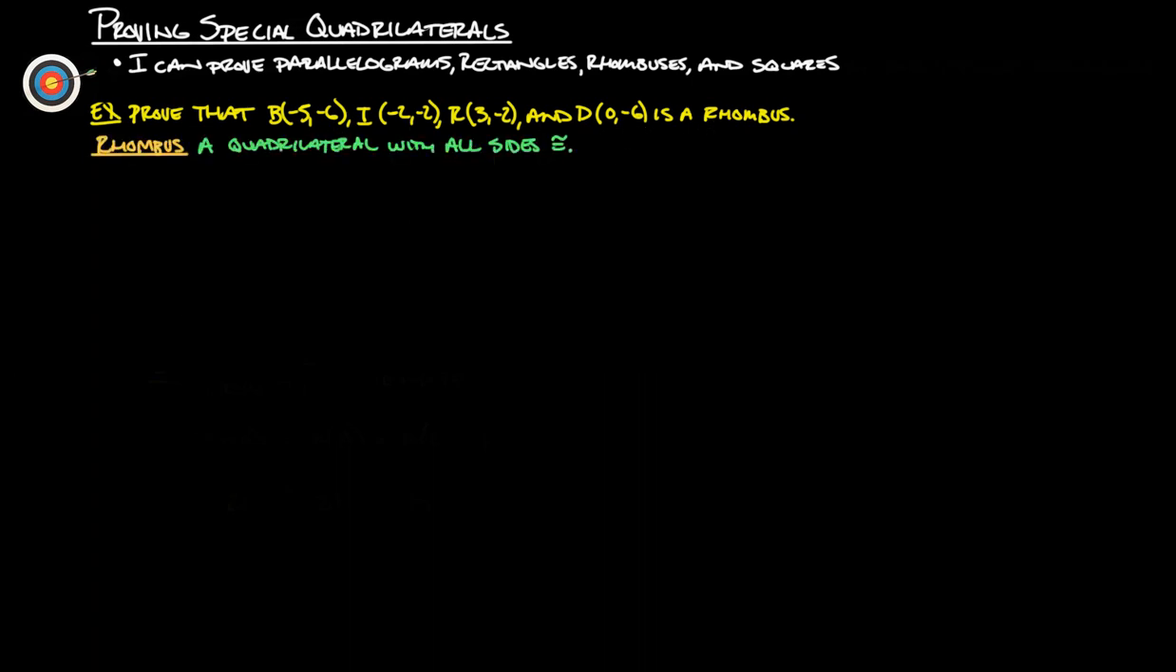First we've got to remember what a rhombus is: a quadrilateral with all sides congruent. It's like a square that got squished a little bit.